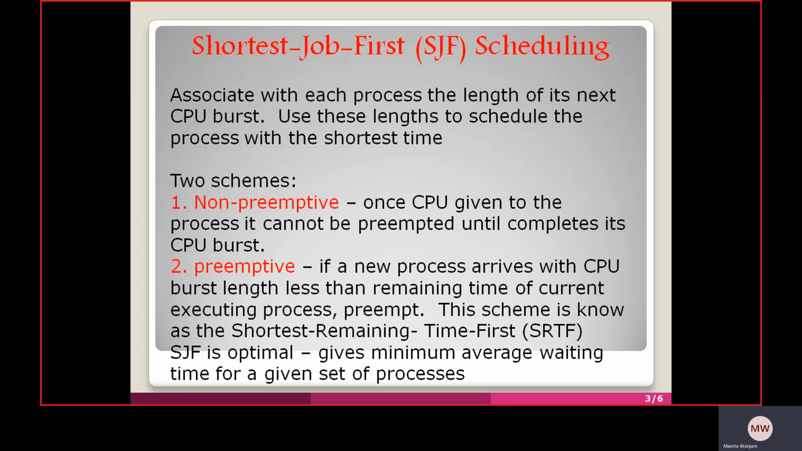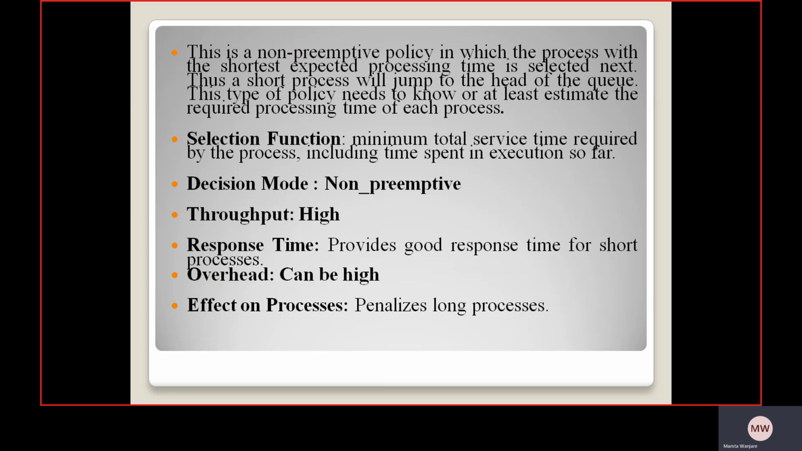SJF is optimal, that gives minimum average waiting time for a given set of processes. This is a non-preemptive policy in which the process with the shortest expected processing time is selected next. Thus, a short process will jump to the head of the queue. This type of policy needs to know, or at least estimate, the required processing time of each process. The selection function is minimal total servicing time required by the process, including time spent in execution so far.